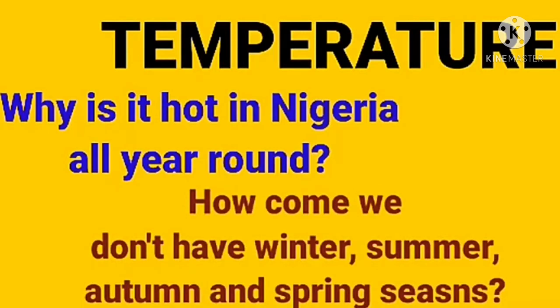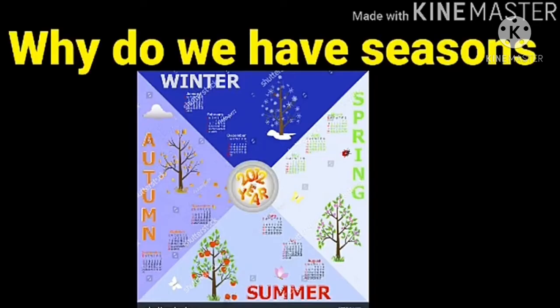Now, latitude and temperature. Why is it hot in Nigeria all year round? Do you know? How come we don't have winter, summer, autumn, and spring seasons? The reason is clear. Nigeria is in a region known as a low latitude area. What this means is that the rays of the sun always hit the earth directly in low latitude areas. These low latitude areas are from about 0 degrees at the equator to 30 degrees north and south of the equator. So in these areas, there is not much difference between the winter and the summer months.